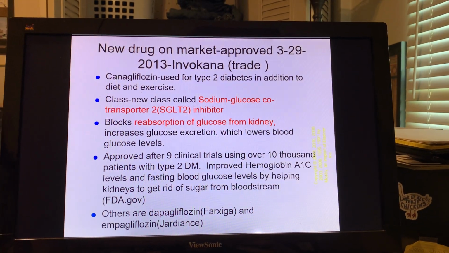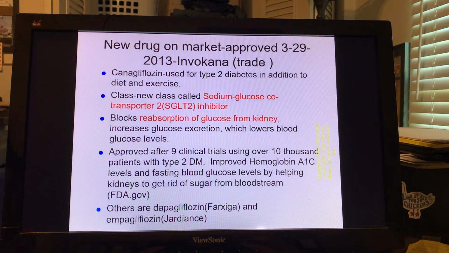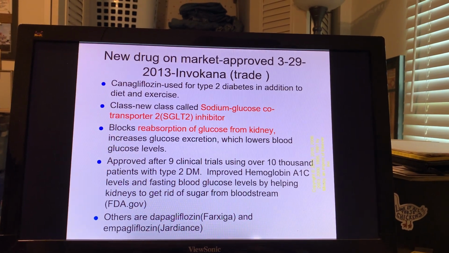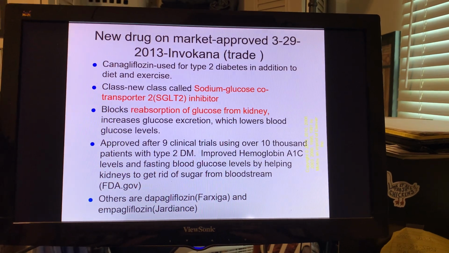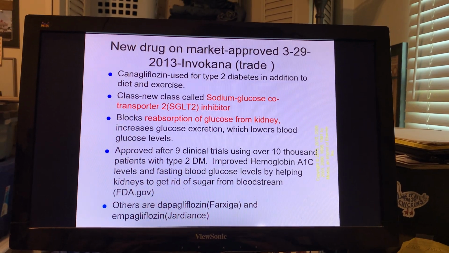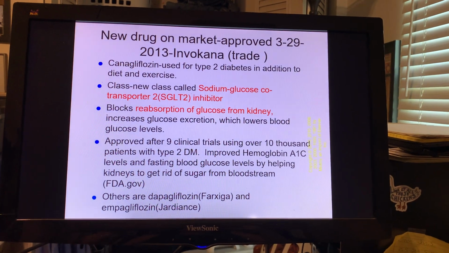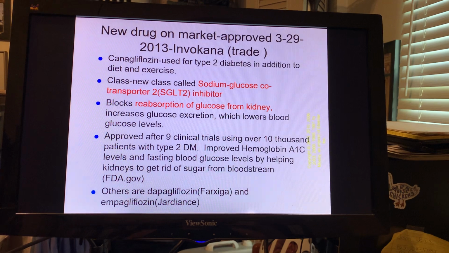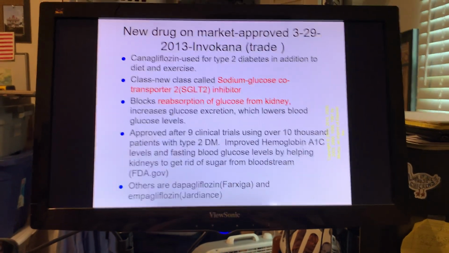This category is called the sodium glucose cotransporter 2 inhibitor. So SGLT2 inhibitor. So this inhibits this particular substance that will take up sugar out of the urine and return it to the bloodstream.